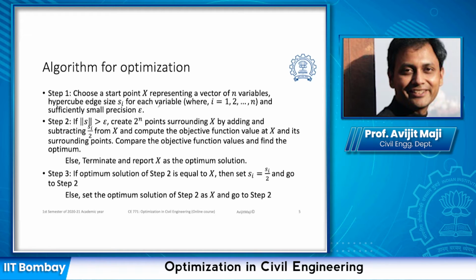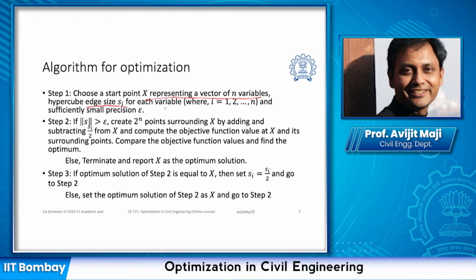Now let us look into the algorithm. In this algorithm, we need to start from a point which has to be given, or we need to randomly choose that point. Then this point is going to represent a vector of n variables. Then we also need to decide on the hypercube edge size at the beginning for each variable. Now this edge size could be different for different variables, or we can have the same size for all variables.